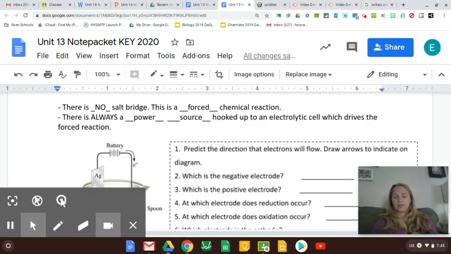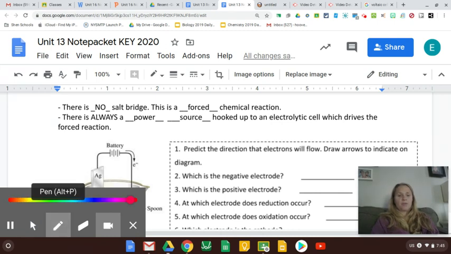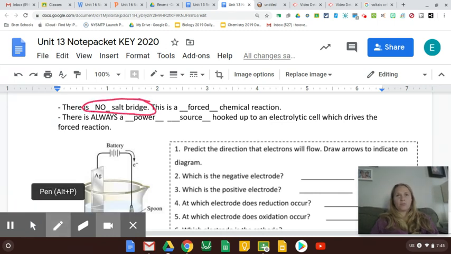So far everything has looked the same. We just have our signs flipped. Everything else is the same. Electrons flow anode to cathode. There are a few other differences. You will see there is no salt bridge. We don't need it to even out the reaction because this is already a forced chemical reaction.